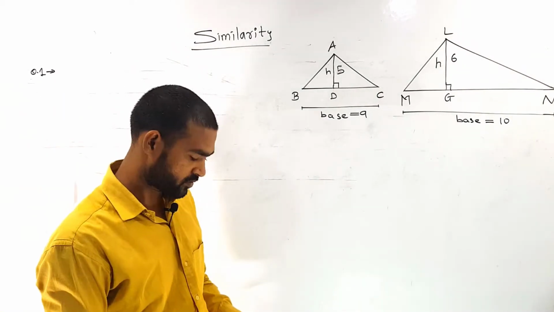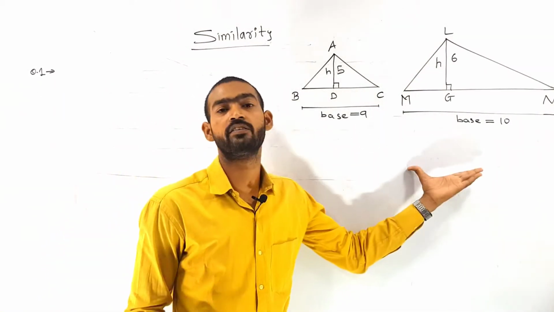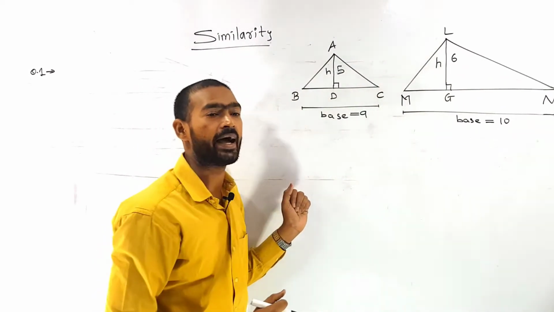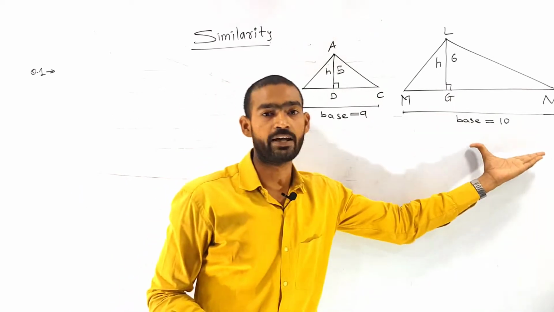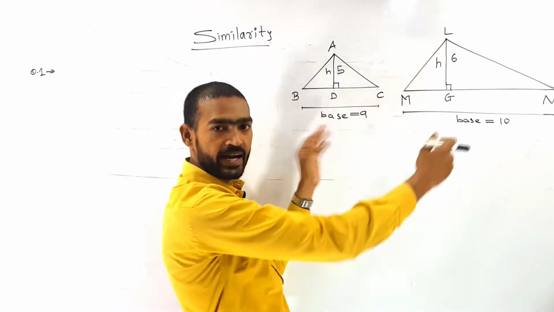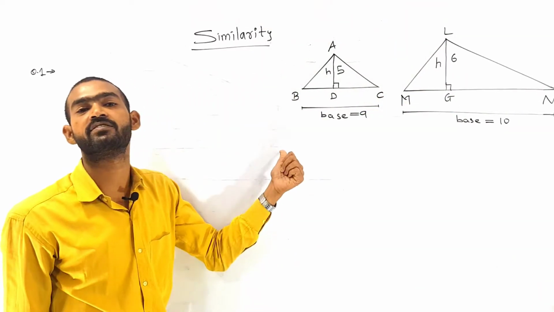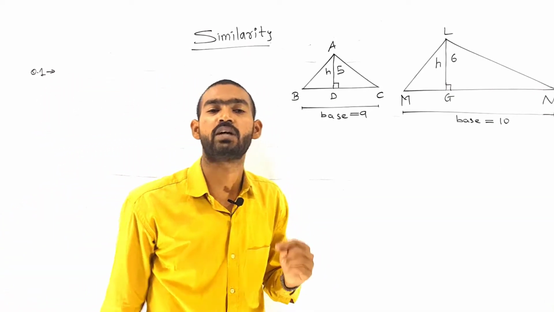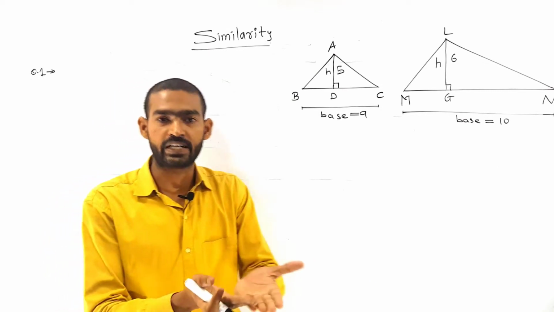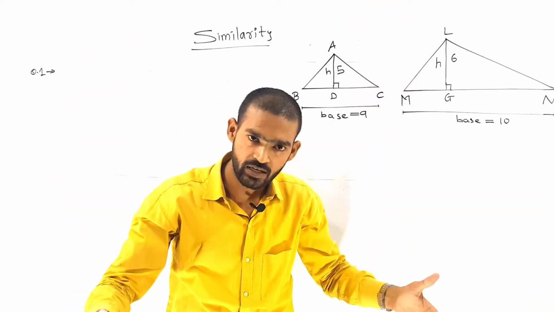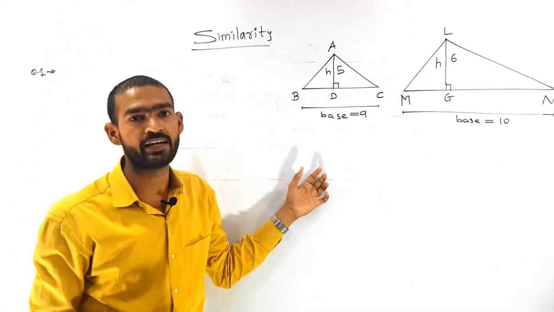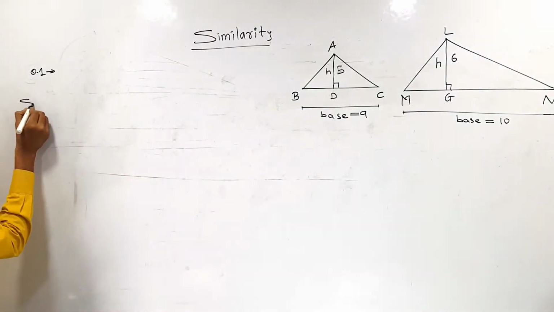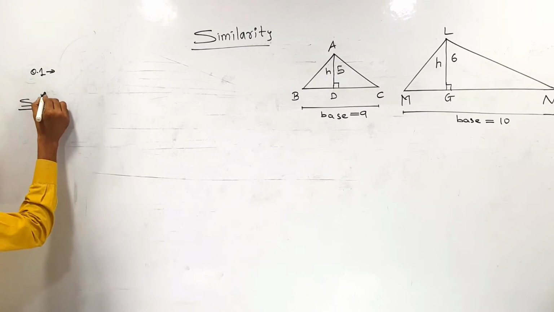So students, what we can see here? We can clearly see these are two different triangles and both of them are having their own base and heights. So which property is it? It is your first property. The property was triangles with different base and different height. So we will apply first property here. Let us see the solution.